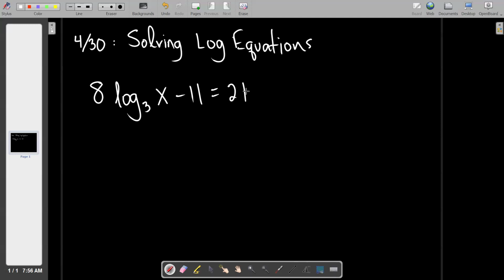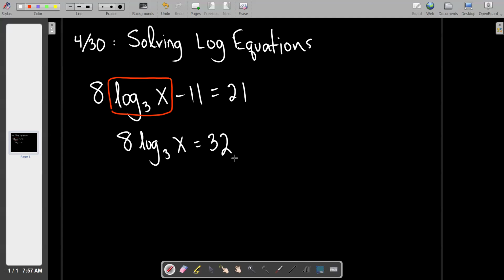Because there's only 1 log, our approach is very simple: just get the log by itself. We're going to treat this thing in the red box as our variable. It's not really a variable, but we're going to think of it like that, and use all the algebra knowledge we've acquired to get that by itself. And of course I can. So you would add 11 to both sides first, right? Our next line is 8 times the thing we're trying to get by itself equals 21 plus 11, which is 32.